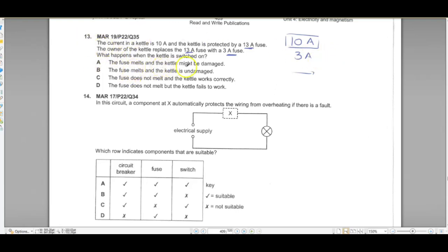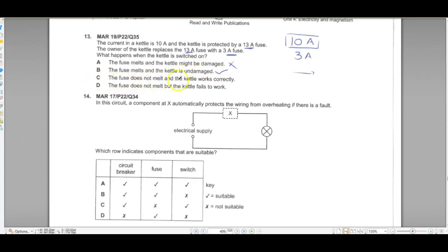The fuse melts and the kettle might be damaged. No, the fuse is always there to melt so that the kettle is not damaged, to stop the kettle from being damaged. So this is not the correct answer. The fuse melts and the kettle is undamaged. Yes, the fuse is going to melt because it is meant for just 3 ampere current and the kettle is getting 10 amperes of current. So this is going to melt and it is not going to let the kettle get damaged.